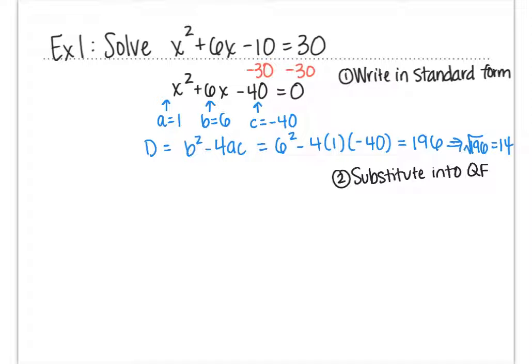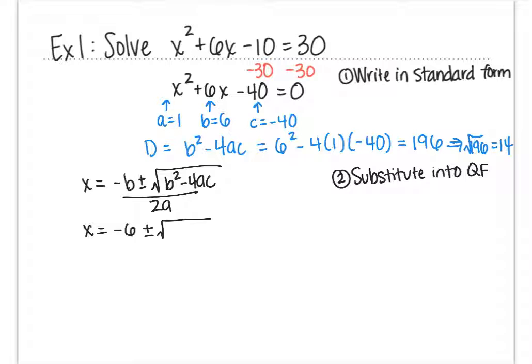We've already identified a, b, and c. So to get our solutions, x will equal negative b plus or minus the square root of b squared minus 4ac, over 2a. With those substitutions, we get negative 6 plus or minus, and you'll notice that b squared minus 4ac was the discriminant. So if you'd like, we can substitute the 196 because we've already evaluated that, and then divide by 2 times 1.